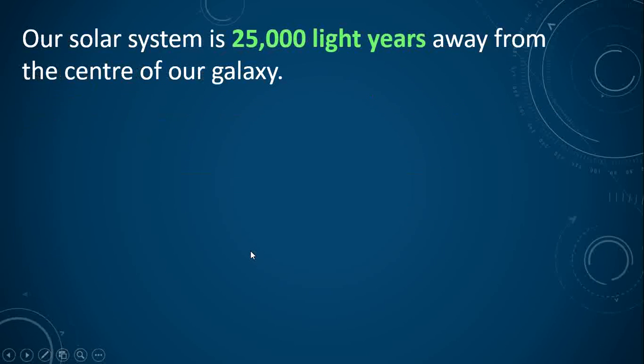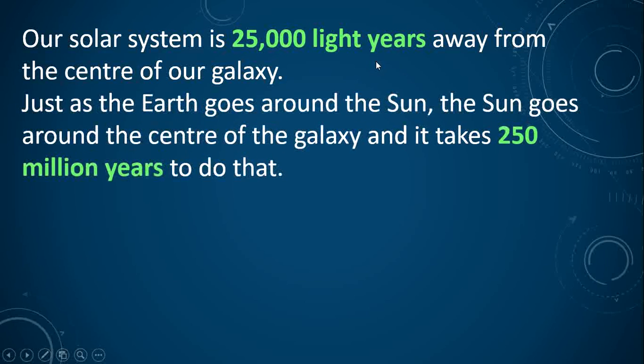Our solar system is 25,000 light years away from the center of our galaxy. So where is our solar system? It is 25,000 light years away from the center of our galaxy.